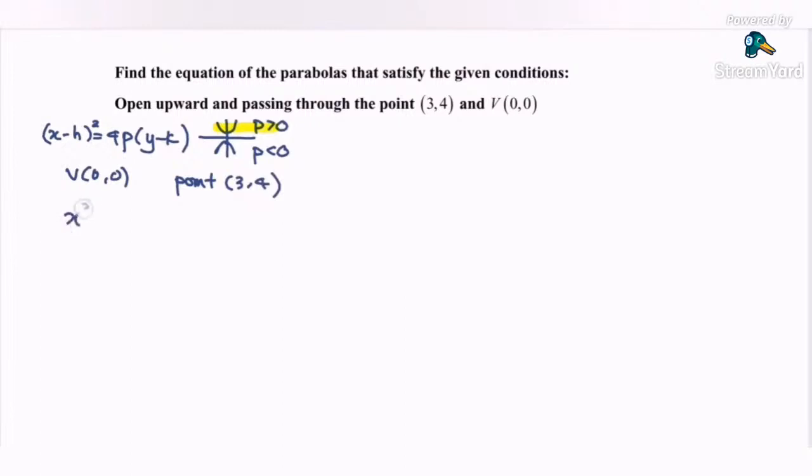So x squared equals 4py. Substitute the value (3, 4), where we have 9 equals 4p times 4. So p equals 9/16.